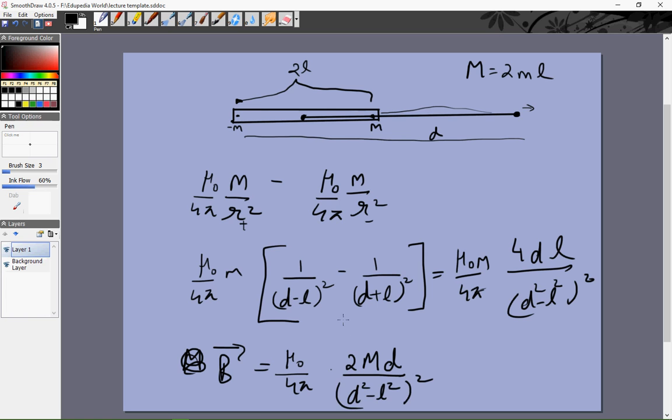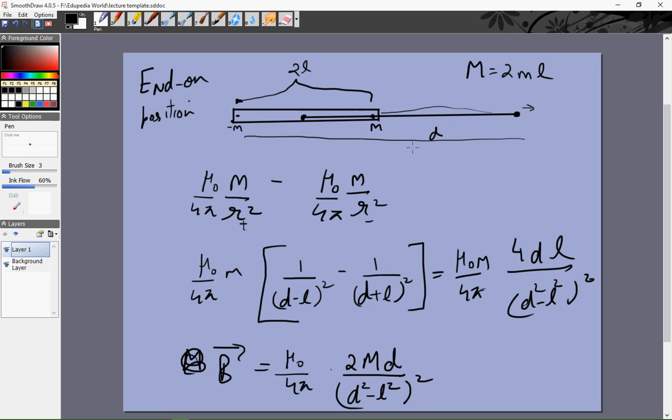So this is the magnetic field at an end zone position. By the way, this is called the end zone position, just like in electric dipoles. But this is the actual field. We have not yet used any approximations.